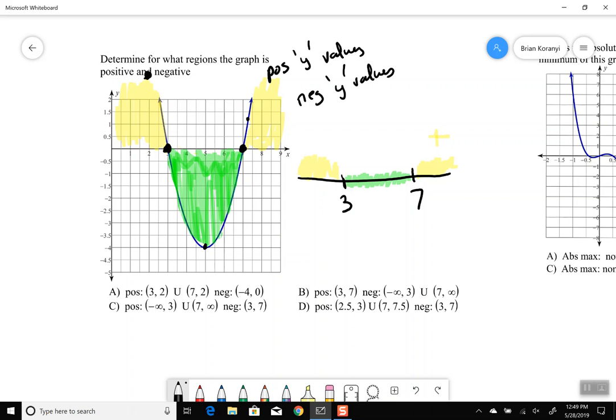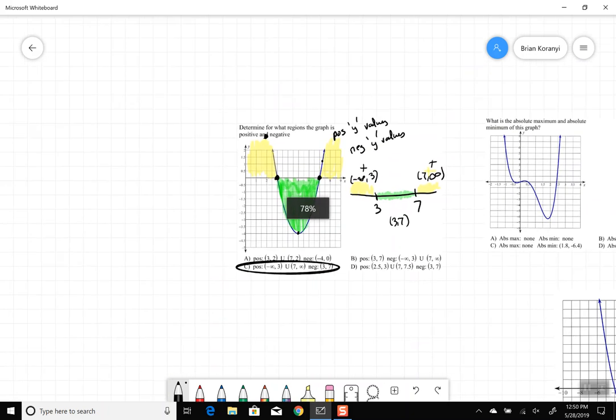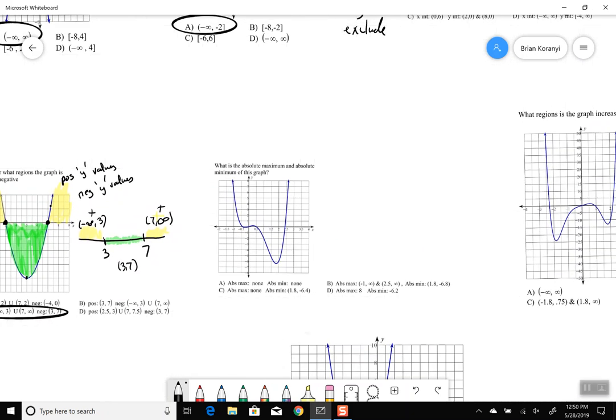So where is it positive? This is from negative infinity to 3. And from 7 to infinity, it's positive. And it's negative from 3 to 7. Notice how these are parentheses, because if you are at 3, you're on the x-axis, you're neither positive or negative. And the same thing at 7, you're neither positive or negative. So positive from negative infinity to 3, and 7 to infinity, and negative from 3 to 7, your answer should have been this one.